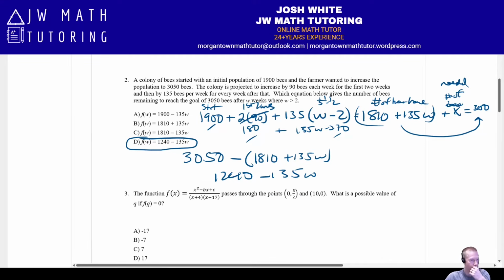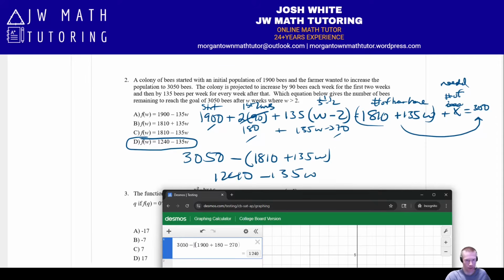Now, you could also solve this using back solving. So let's go back to the example I was doing earlier where I said, okay, after 3 weeks, this is the number of bees I would expect. And I'm just going to do this on Desmos because it's going to be so much quicker. So we would expect there to be 1900 plus 90 week 1, 90 week 2, 135 week 3. So after 3 weeks, we have 2215 bees.